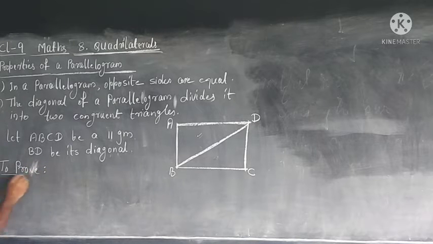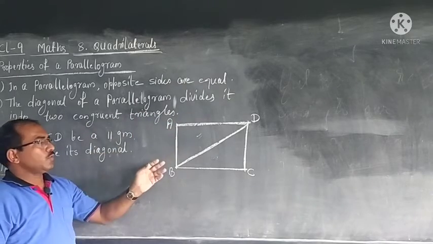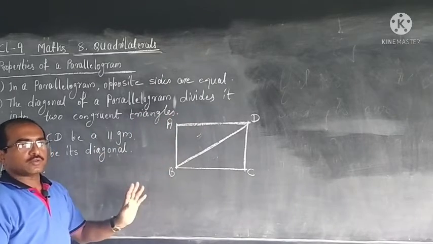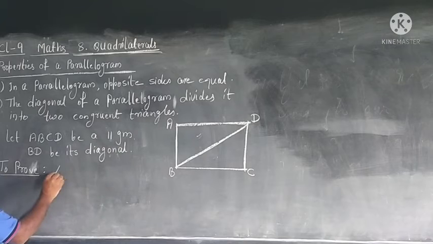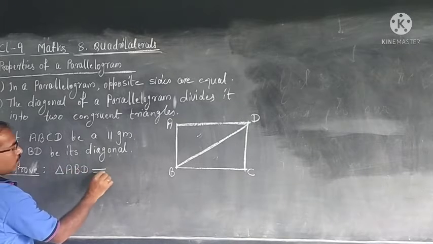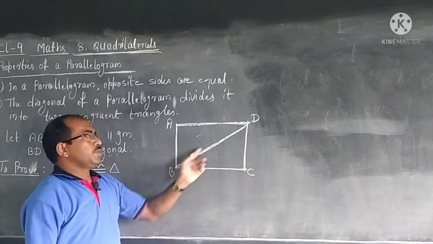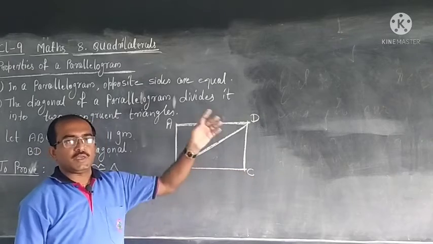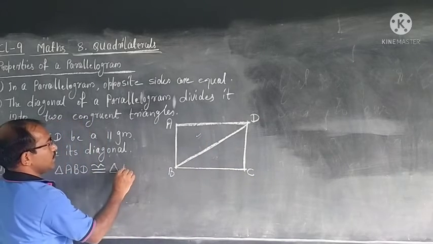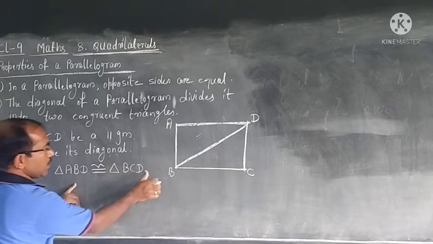Read the name of those two triangles. You can start from any vertex: ABD, or you can say BAD or DAB. So, let us see triangle ABD. To prove triangle ABD will be congruent to another triangle, what we see, BCD, DCB, CBD, whatever name we give. So, let us see BCD. These two triangles we have to prove.